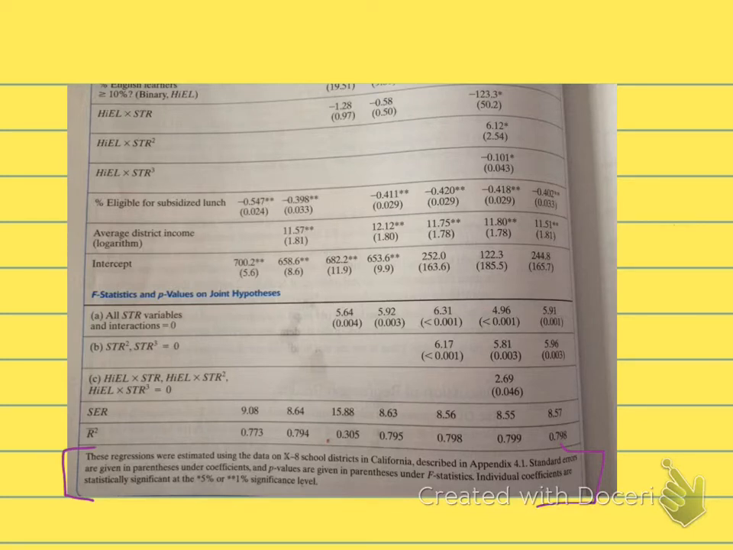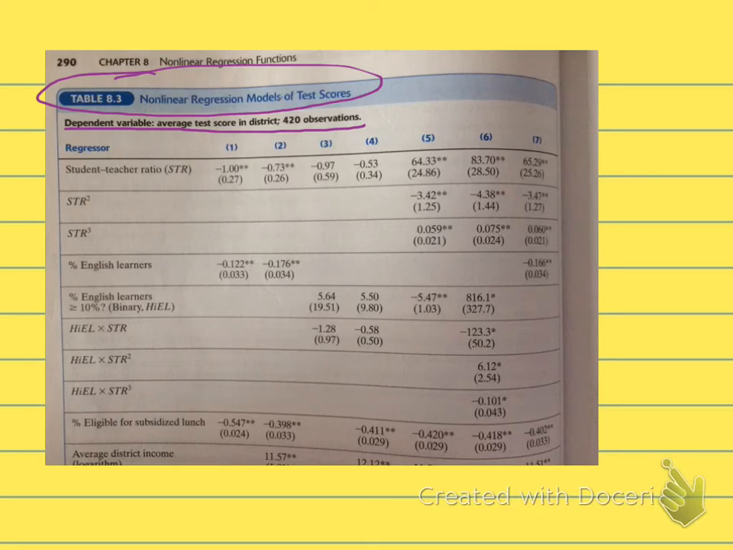So the regressions were estimated using the data on California school districts. Standard errors are given in parentheses under the coefficients, and p-values are given in parentheses under the F-statistics. Individual coefficients are given 1 asterisk if they're significant at the 5% level, and 2 asterisks if they're significant at the 1% level. And since we're here at the bottom, we might first notice that the R square is pretty much the same across all specifications except for specification 3. So let's see what's different about specification 3 that the R square is so low.